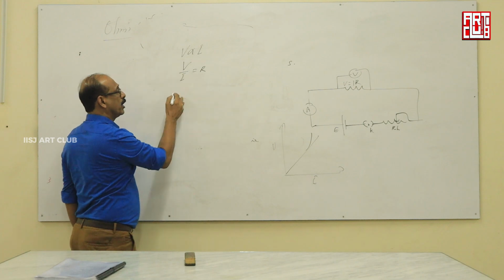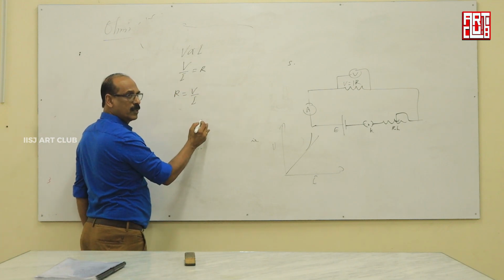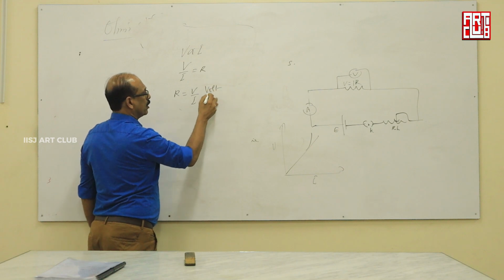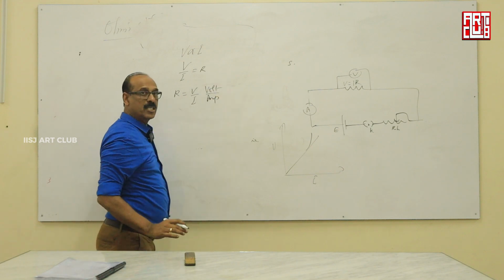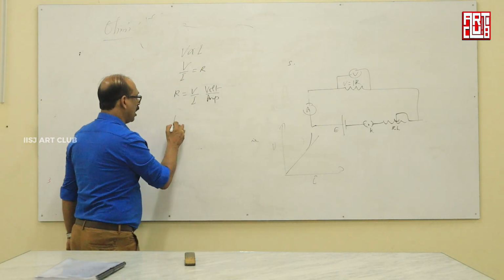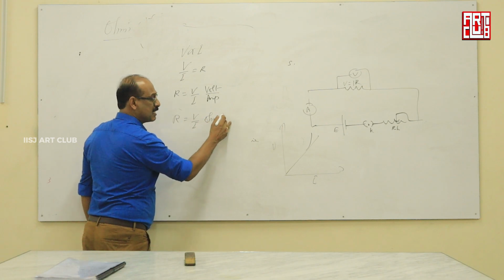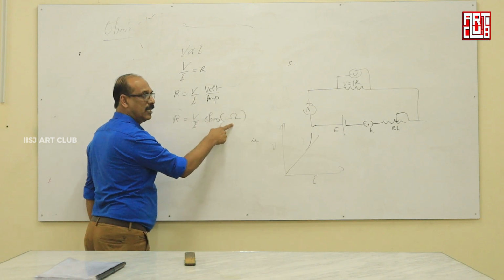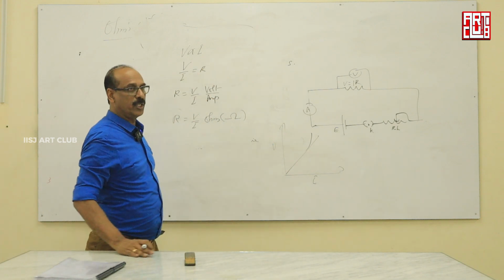Now let us see the unit of this resistance. V by I. What is the unit of voltage? Volt, right? What is the unit of current? Ampere. Volt per ampere is known as ohm. Clear? So R is equal to V by I ohm, right? Symbol is this. It's a Greek letter, omega. Is it clear? Ohm.